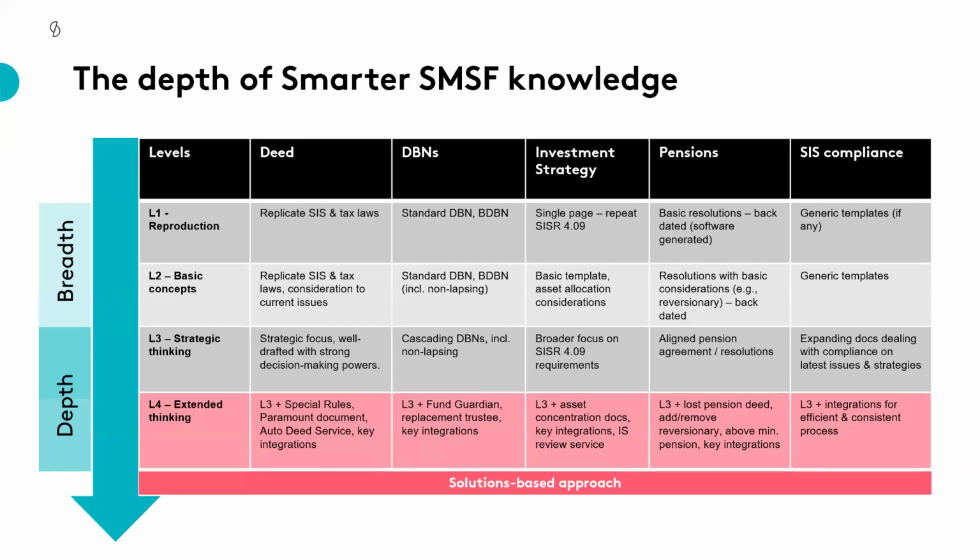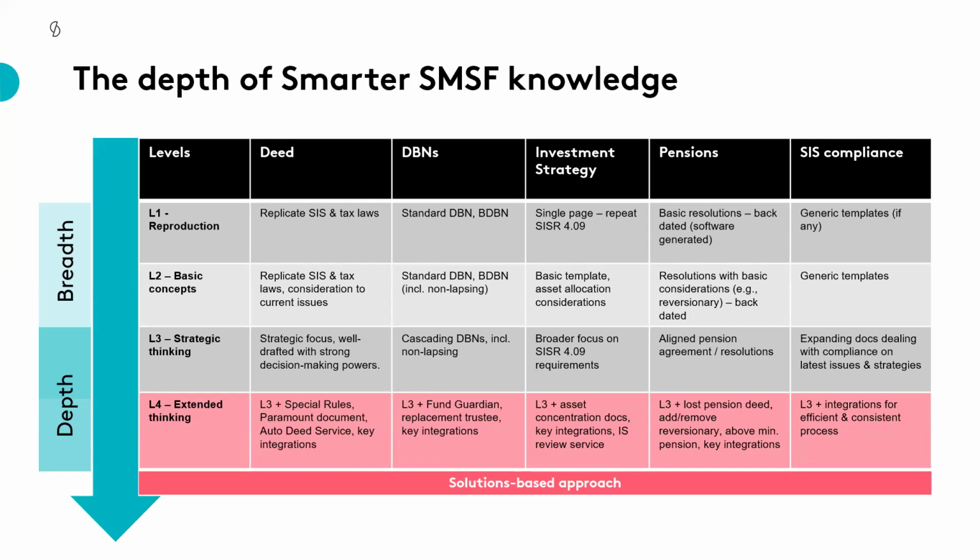These are just some of the different areas we've highlighted here, and we demonstrated today with investment strategies, things like asset concentration. How are we overcoming that particular issue to be able to provide information to the auditor? How are we, within our deed, enabling the most current and accurate information, ensuring that things like potentially Div 296 are coming on board, and recent case law and the impact of those sorts of things, or with our pension documents, the ability to add or remove reversionary beneficiaries midstream.